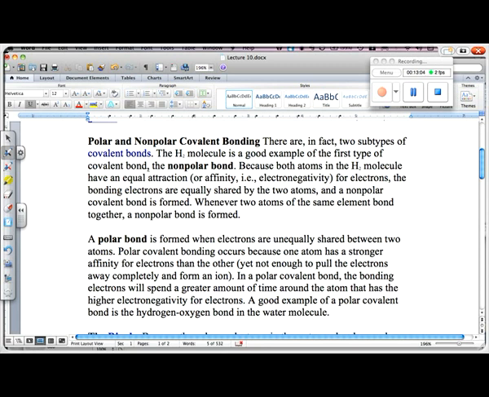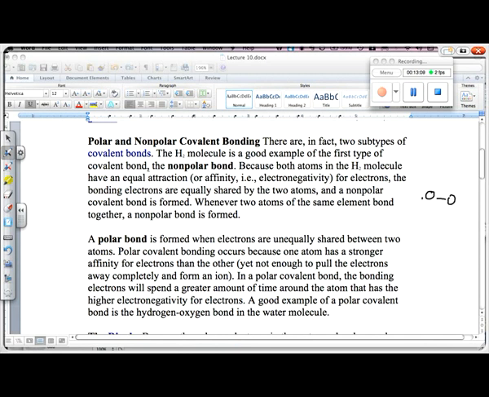Just like in the H2 molecule, in the ozone molecule, you have exactly the same atom in both bonds. Okay, oxygen, oxygen, oxygen, oxygen. So the electronegativity difference is 0.